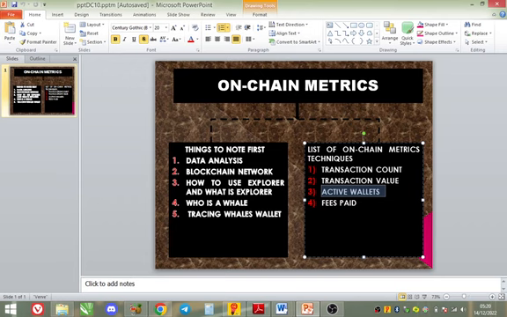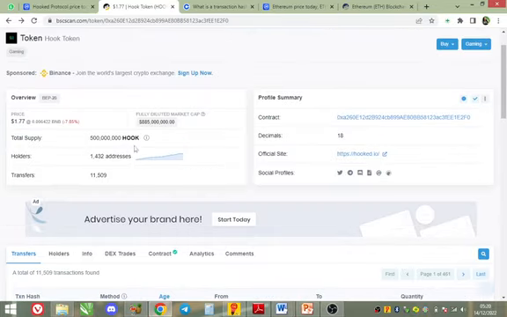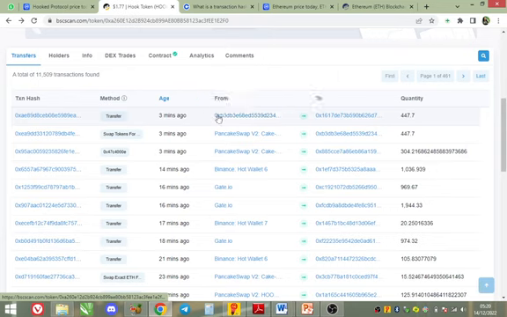Now the next thing is the fee paid. The fee paid actually varies. What I mean by that is, let us imagine that this guy wants to send this particular contract address 447 quantity of Hook tokens to this particular guy. The fee paid in the blockchain can vary. Why do I say it can vary?